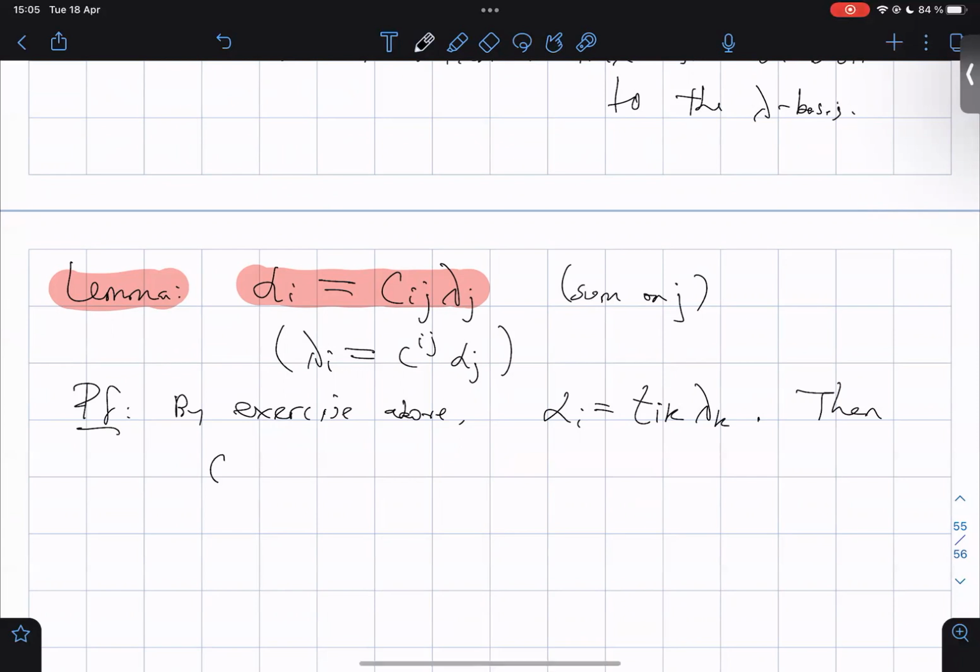So let's use the definition of the Cartan matrix. Alpha i paired with alpha j check. Let's use this definition over here. So we have the t's that are numbers, so we can pull them out of the bilinear form. So t_ik, lambda k, alpha j check. But we just had a definition that says that this is a Kronecker delta.